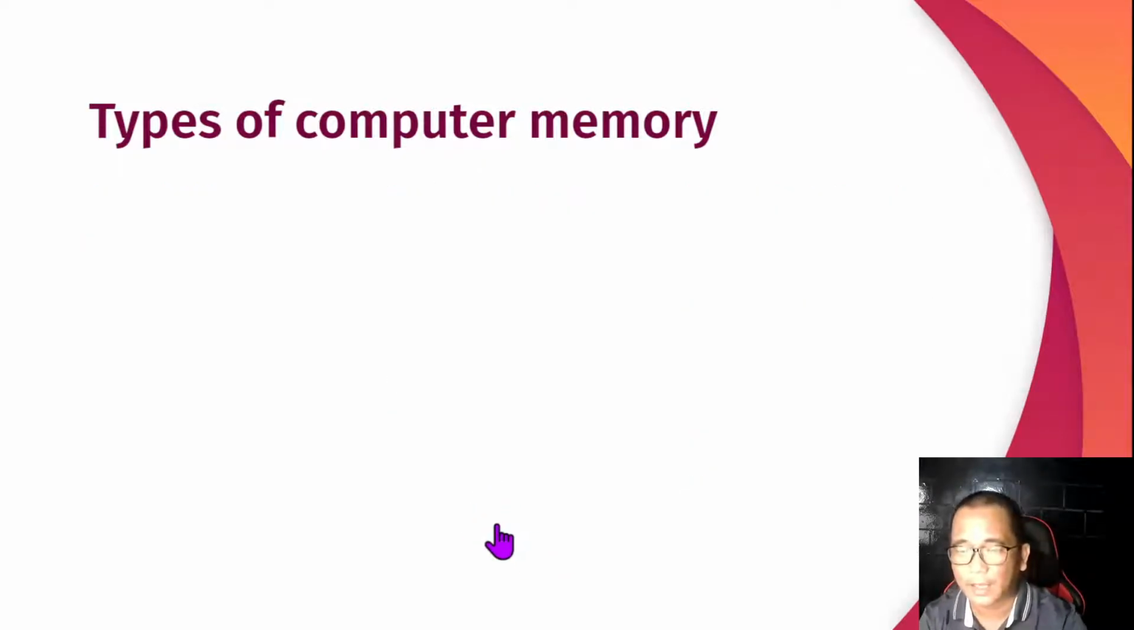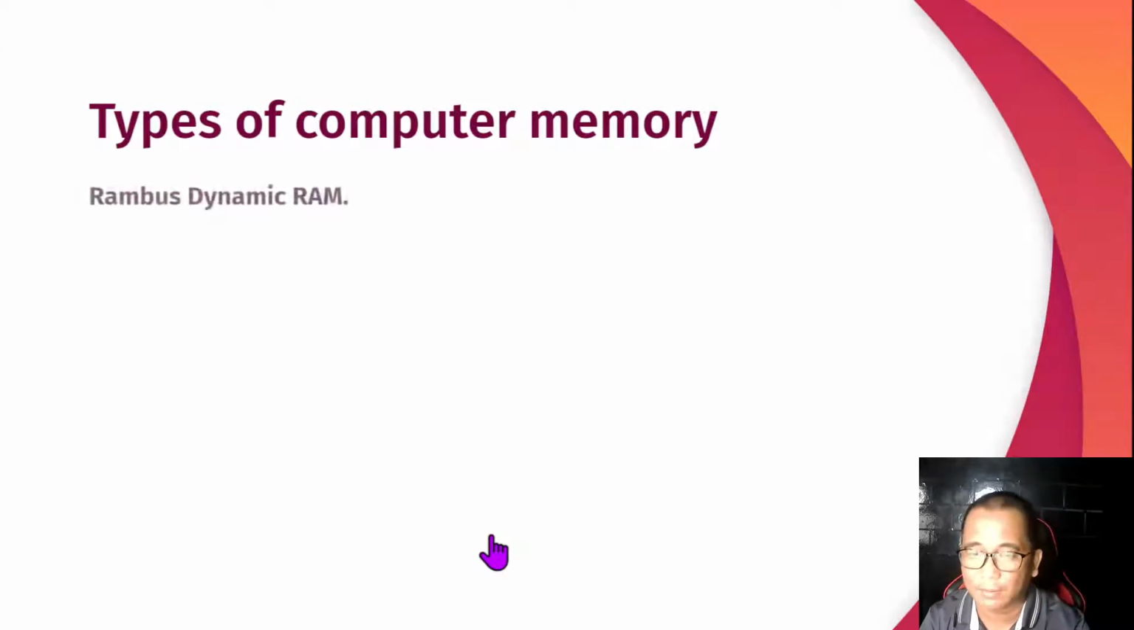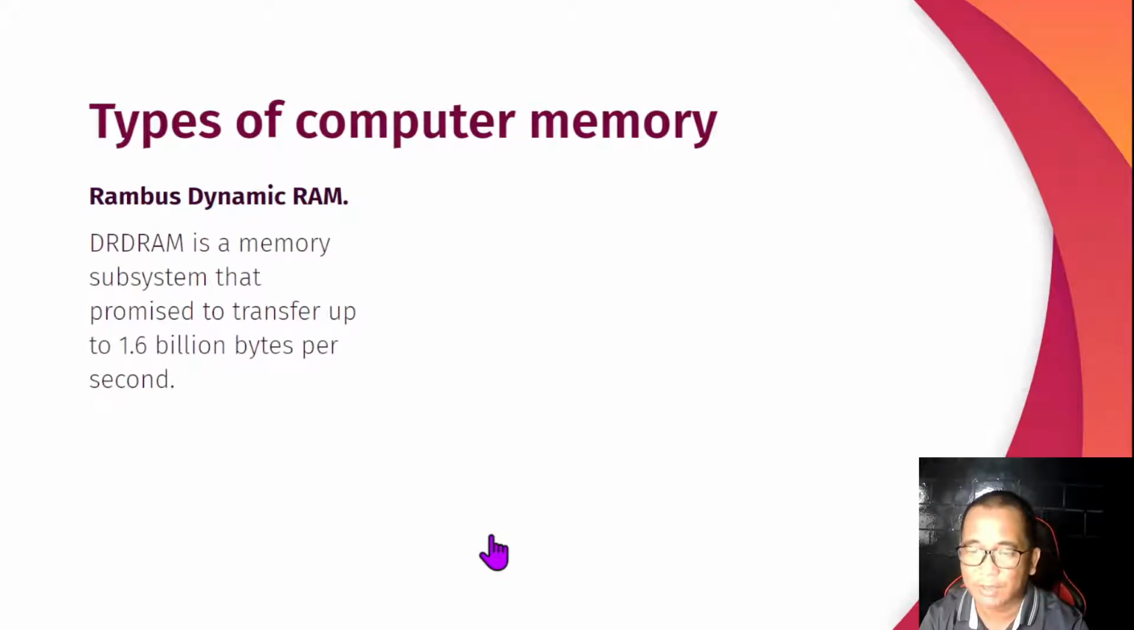Okay, another type of memory is what we call the Rambus Dynamic RAM. It is a memory subsystem that promises to transfer up to 1.6 billion bytes per second. So medyo mabilis itong RAM na ito. The subsystem consists of RAM, the RAM controller, the bus that connects RAM to the microprocessor, and the devices in the computer that use it. Kaya medyo napakabilis niya kasi directly siyang connected to the processor.